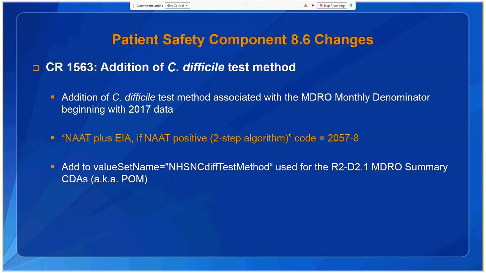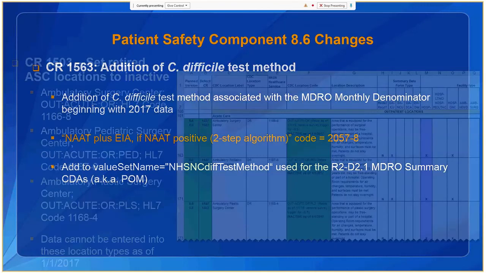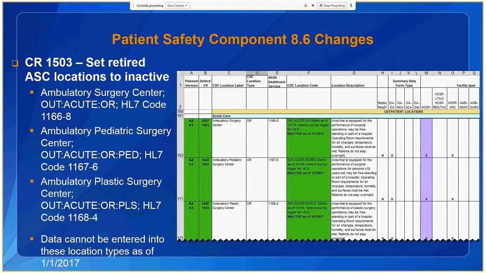Addition of a C. difficile test method. So make sure you include that in your coding. The NAAT plus EAE has been added, and just add it to your C. diff test method value set. Next slide.